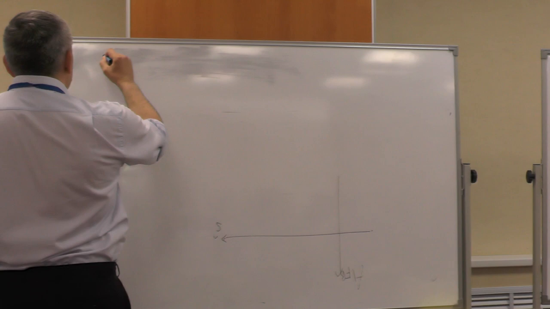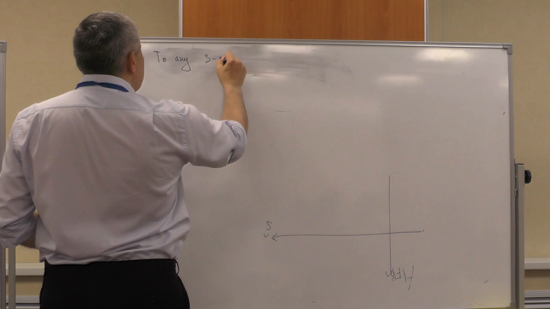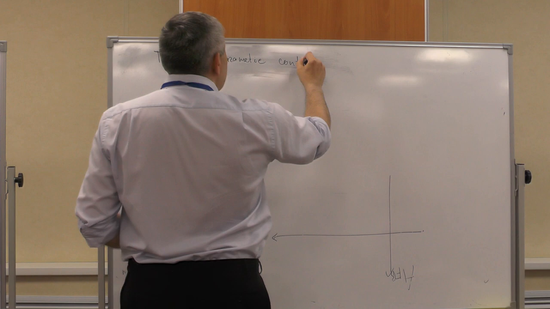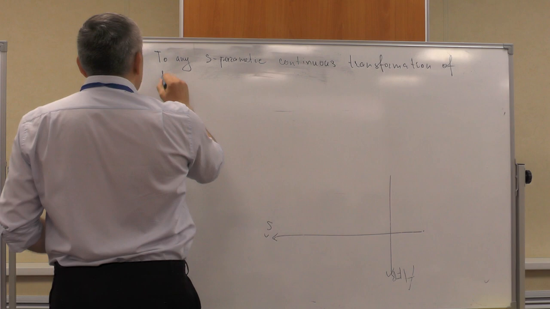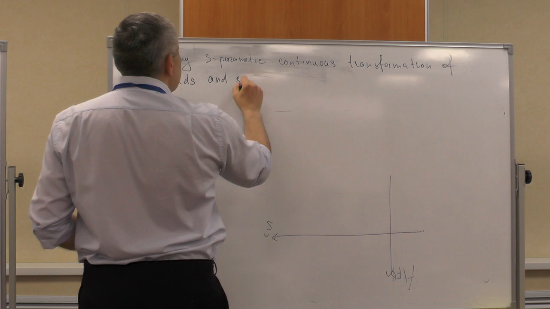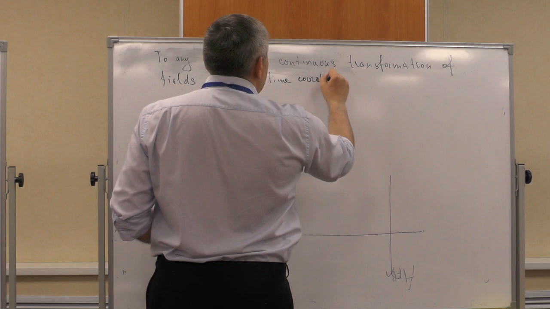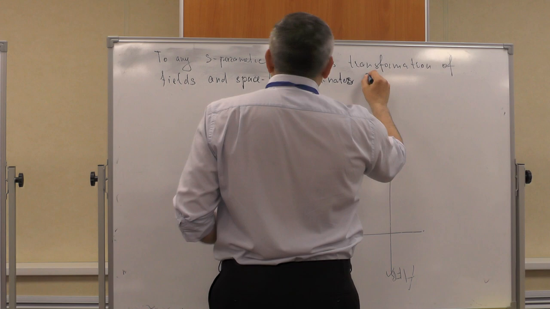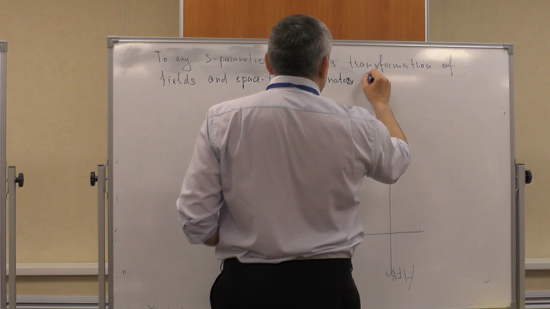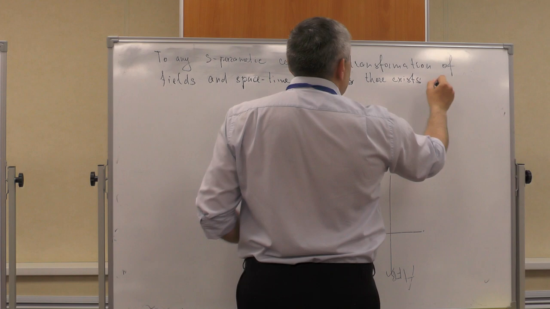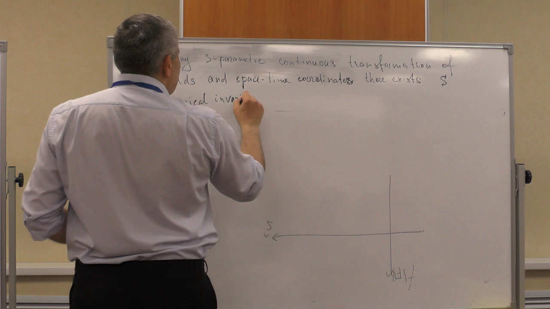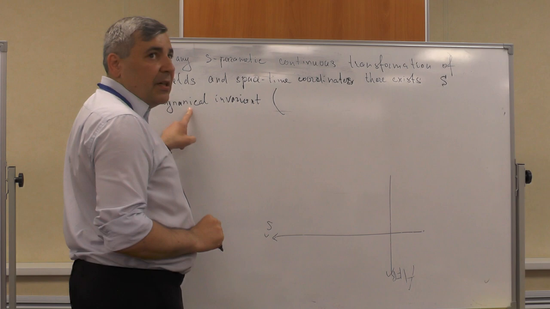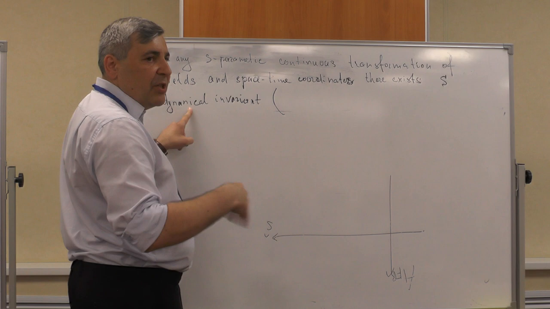The first Noether theorem is formulated in this way. For any S-parametric continuous transformation of fields and space-time coordinates, there exist exactly S dynamical invariants. What does dynamical mean? It means that these quantities remain the same under the time evolution. So they do depend on the dynamical variables, but they stay the same. So dynamical invariants are, for me, the same as conservation laws.